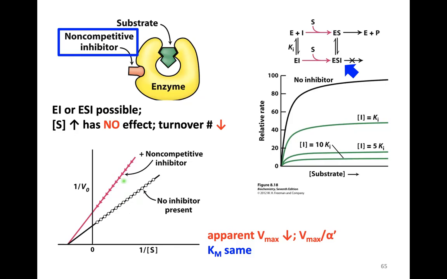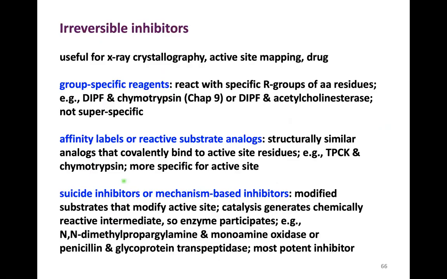Now let's turn our attention to irreversible inhibitors. That is, the enzyme is being covalently modified, and these increase in specificity. There are 3 different categories that you should be aware of, okay? This is useful because we're trapping the enzyme and it's covalently modified. This is great for identifying, say, transition states.